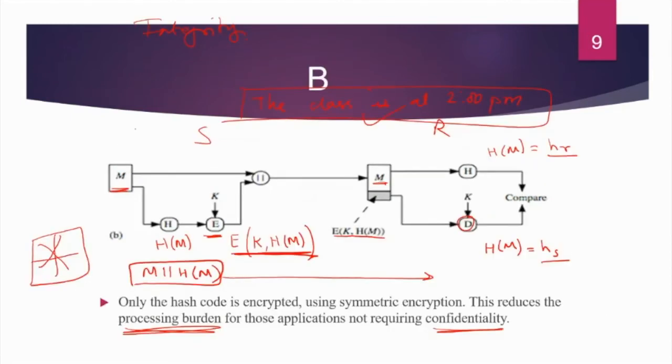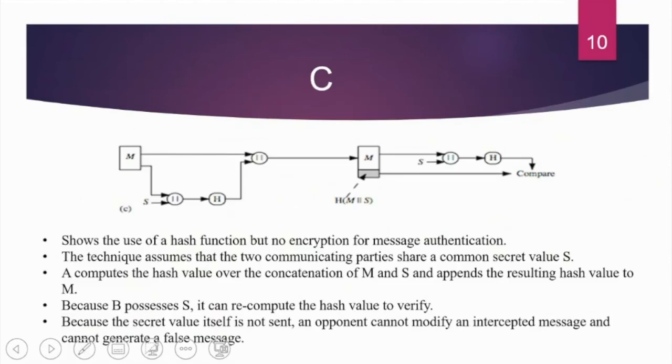So in this, we are actually encrypting the hash code. There is another scenario where we are not using encryption at all, because encryption is considered to be a time-consuming process. So let's not use it at all, right? This is also a variant of hash functions. There is something called a secret code, which is shared between source and destination. So S is a secret code which is already shared.